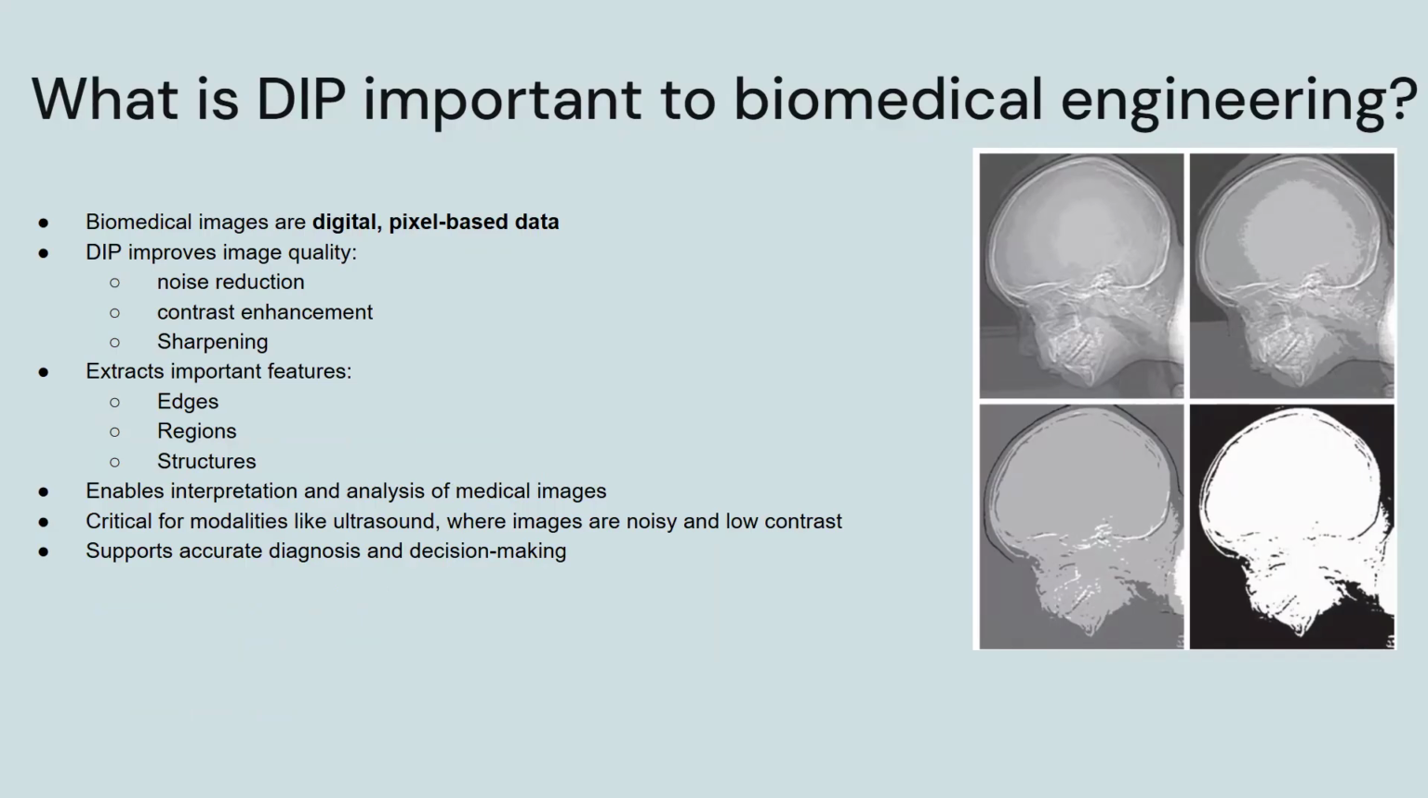Why is DIP important to biomedical engineering? Digital image processing is important because medical images are represented as digital data composed of these pixels. This allows computers to perform operations that improve image quality and extract useful information. Techniques such as noise reduction, contrast enhancement, and sharpening help to make important structures more visible. In addition, feature extraction methods such as edge detection and segmentation allow us to identify regions and boundaries within the image.